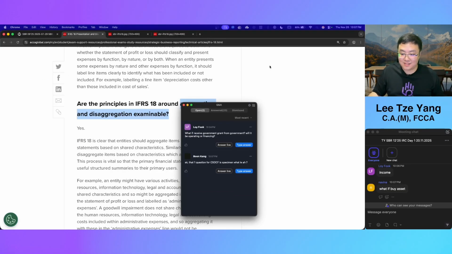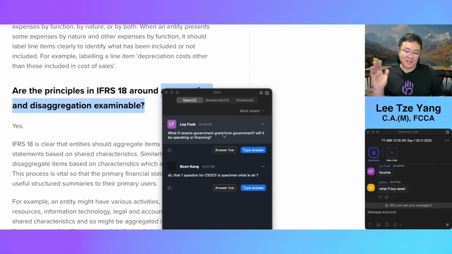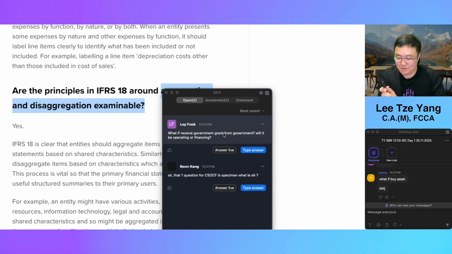Then I will need to ask, what asset is that? Navina, what asset is that? Can you tell me? If you are telling me about an asset, what is that asset? Is it PPE? Is it investment property or what? Very important, these are the questions we need to know. Is it PPE? PPE is operating, guaranteed operating. Investment property is investing. If not, SMPA.